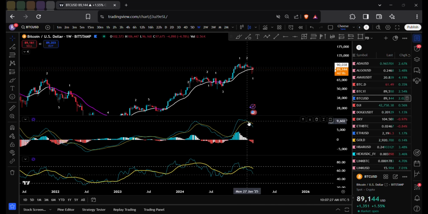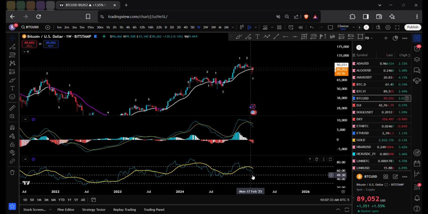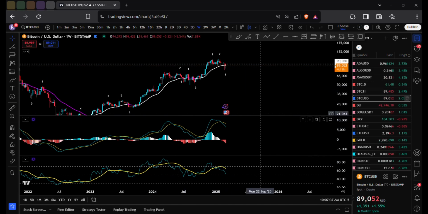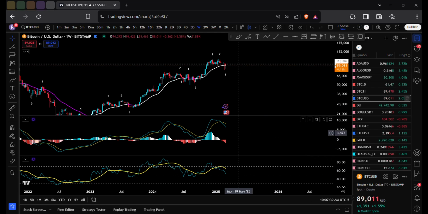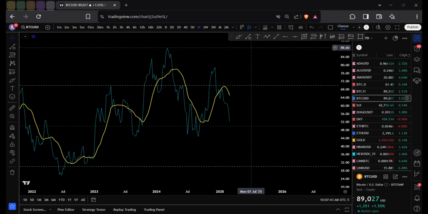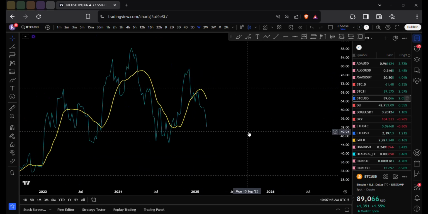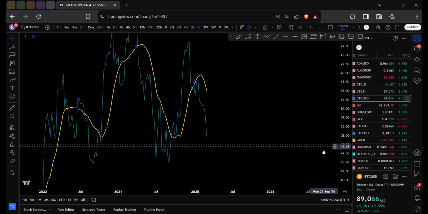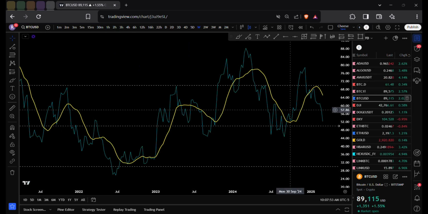Your MACD has made a higher high, which is a somewhat bullish sign, very little, but your RSI made a lower high. I would like to see both MACD and RSI make lower highs on their waves on the weekly. So with that being said, we still have our alert here. I believe so. Is it gone? I thought it's there. Anyway, weekly 50 line, set your alert.